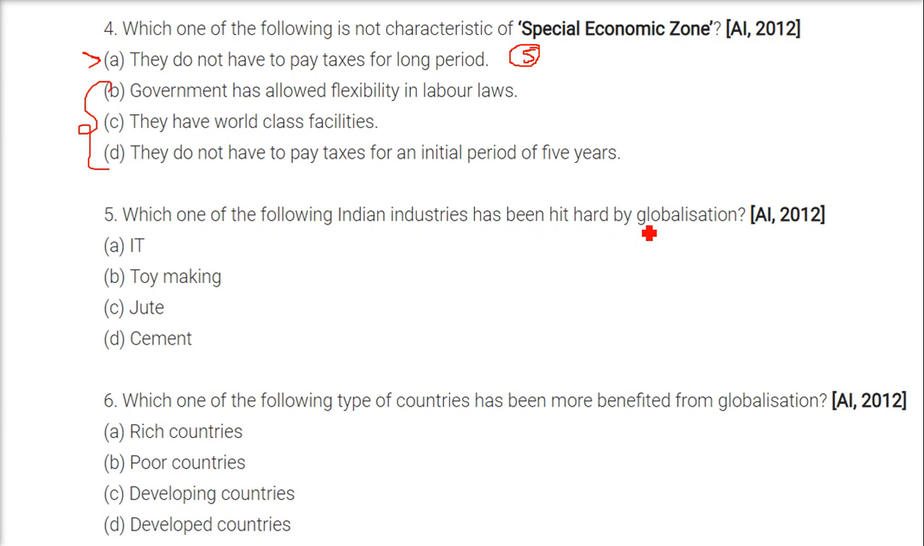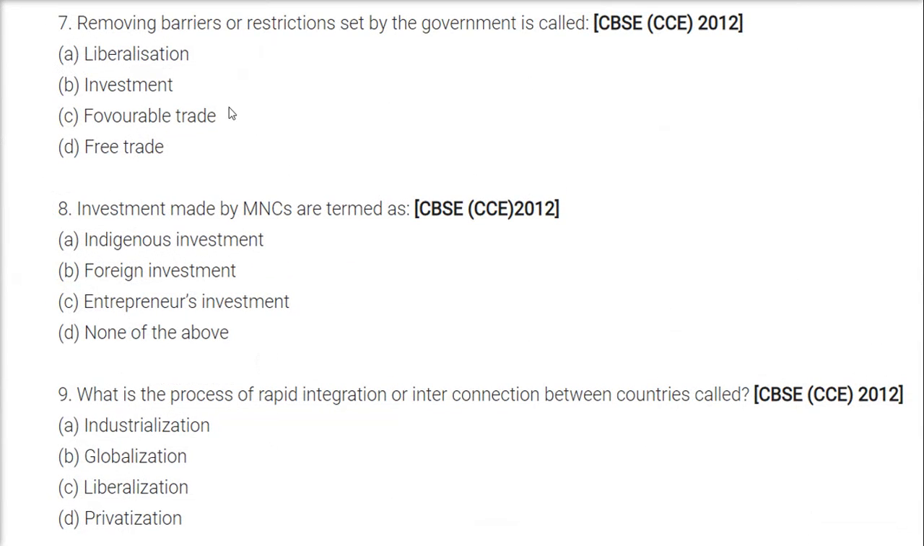Which one of the following Indian industries has been hit hard by globalization? The answer is toy making. We have seen the example of toys coming from China, and people are going after these toys. They are buying them. Which one of the following types of countries have been more benefited from globalization? The answer is developed countries. So now developed countries you can answer because the options are given like this.